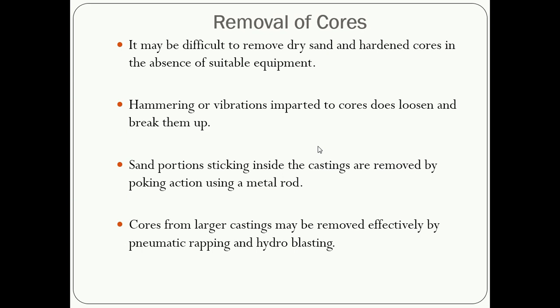Again, cores from large castings may be removed effectively by pneumatic rapping or hydroblasting. Pneumatic rapping means directly striking compressed air on the surface of the casting, so that you can break the core very easily. That is called pneumatic rapping, and when that compressed air jet is replaced by a compressed water jet, that is called hydroblasting.